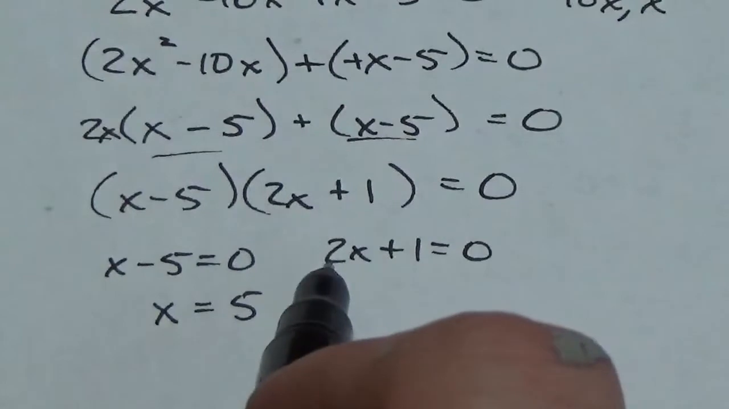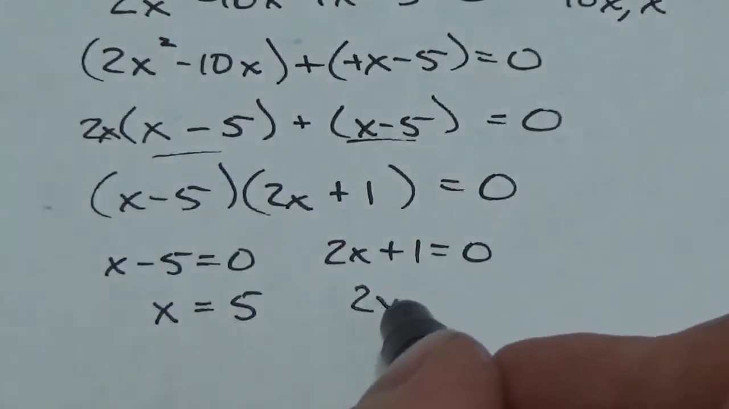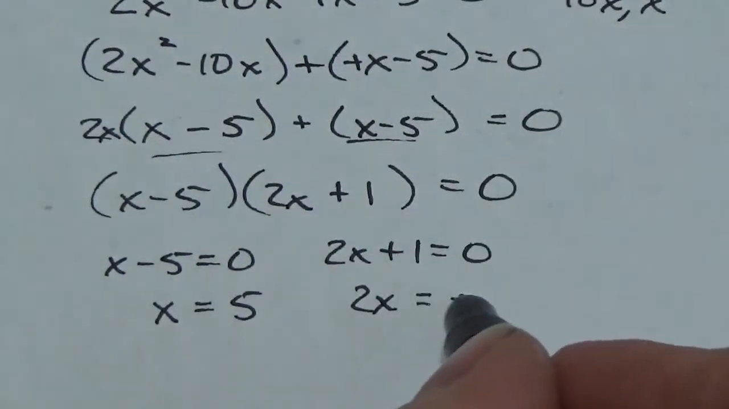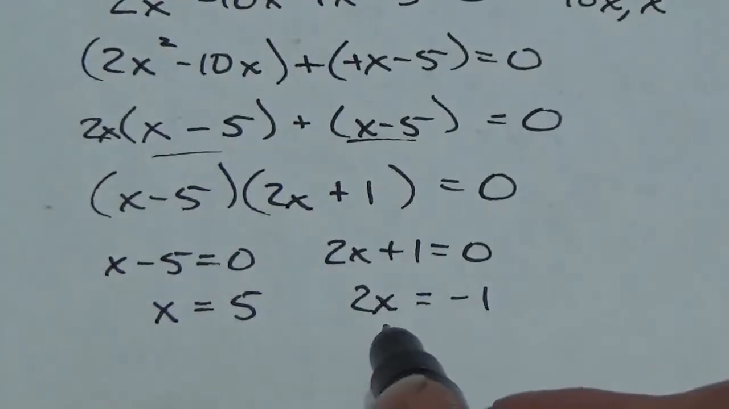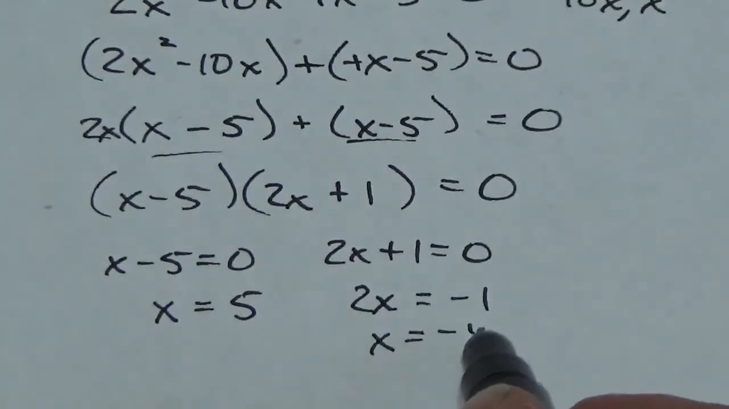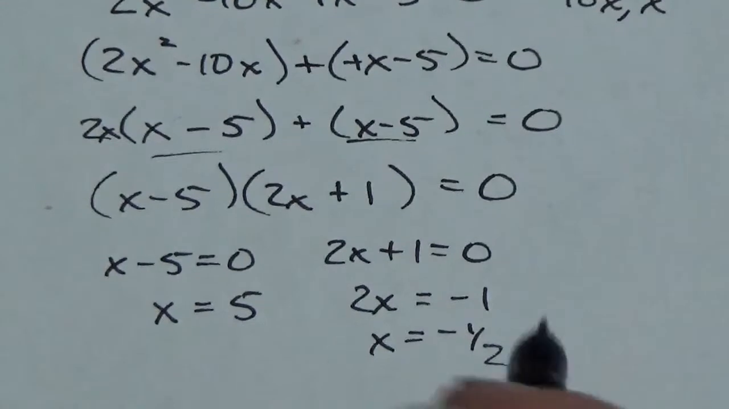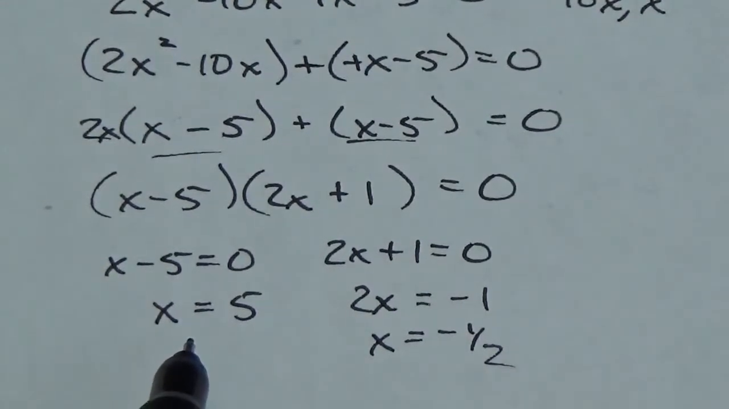And now, when you've got a coefficient in front of the x, that just means I've got an extra step here. I'll bring the 1 over, so it becomes negative 1. And then I've got to divide by the 2 here, and I get negative 1/2. And so my solutions to this equation will be 5 and negative 1/2. Both of those work.